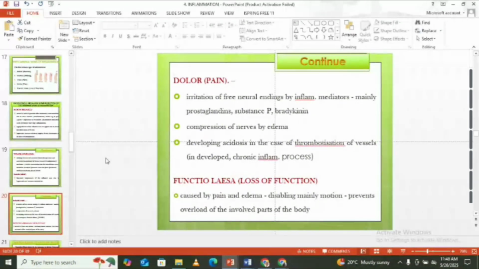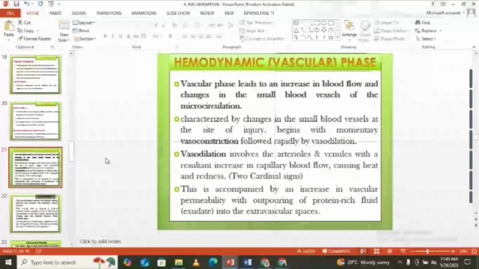Loss of function is usually caused by pain and edema, which disable that area and affect the movement of the involved body parts. So those are the 5 cardinal signs of inflammation. Any question up to that point?